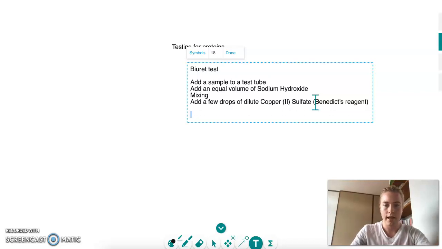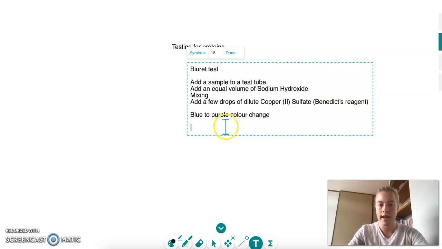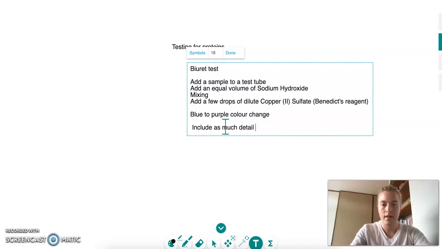And then finally, the diagnostic result for if we do have proteins present in this sample will be a blue to purple color change. And as always, when you're writing out a test in exam conditions, make sure to include as much detail as possible within the time. And that's really important because that means you're maximizing the marks you can get.